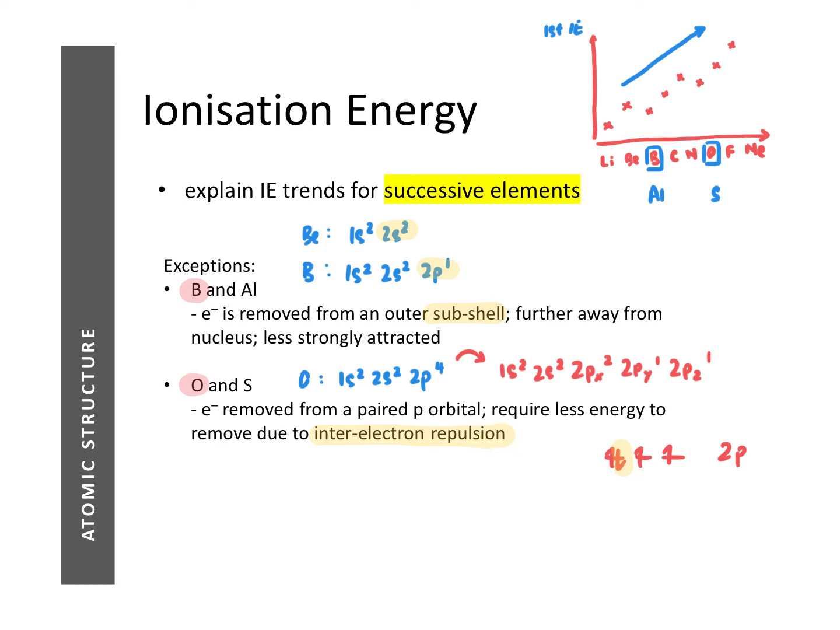So as mentioned, other than being able to explain the general increase in ionization energy across the period, you need to be able to explain these two exceptions. For boron and aluminium, the first electron to be removed comes from an outer p subshell, further away from the nucleus, less strongly attracted. For oxygen and sulfur, the electron to be removed comes from a paired p orbital. So there's inter-electron repulsion, which causes the electron to be removed more easily.